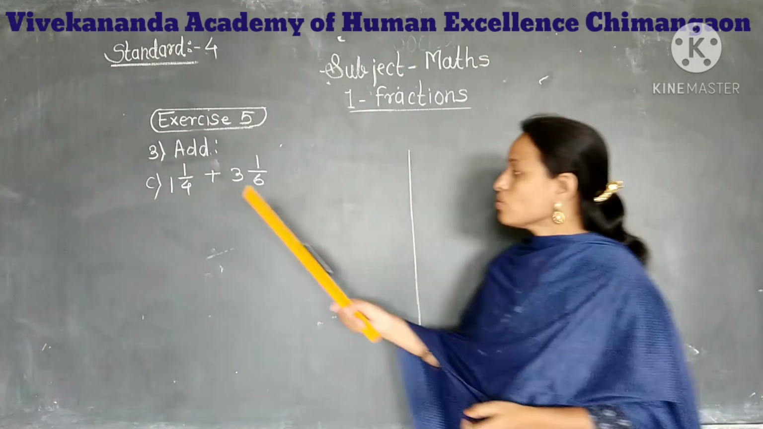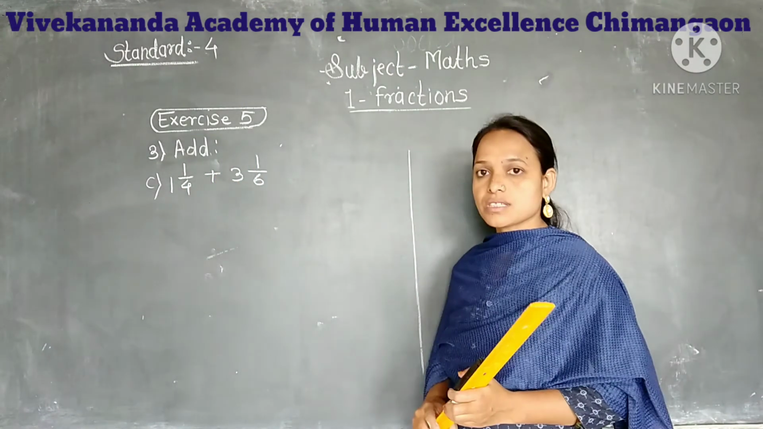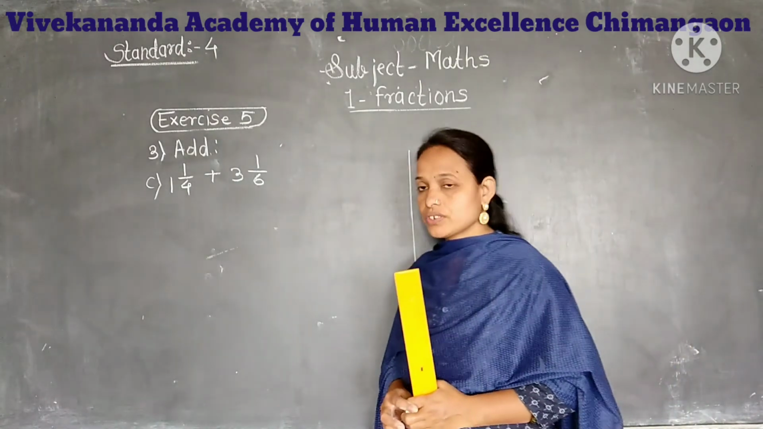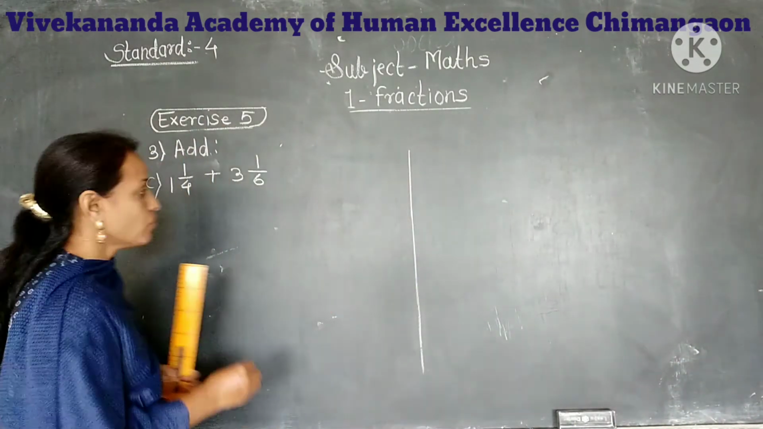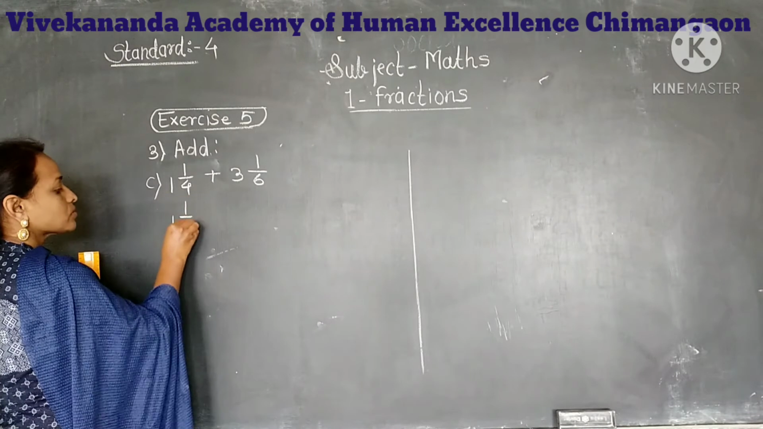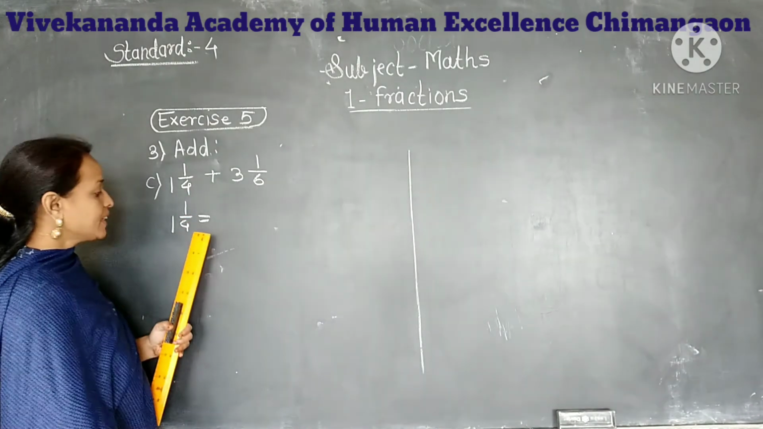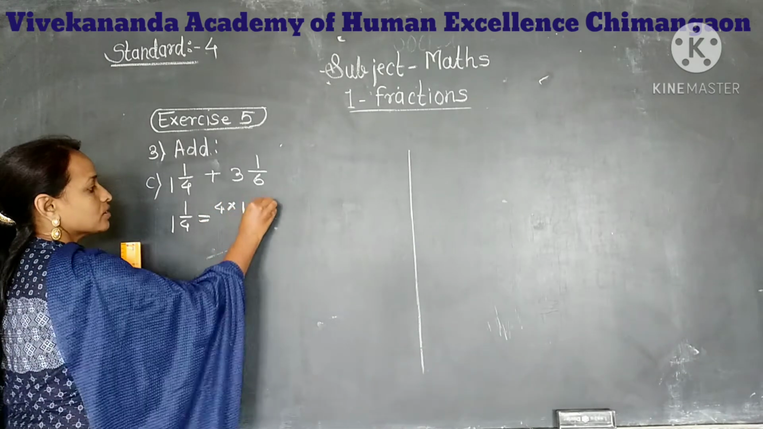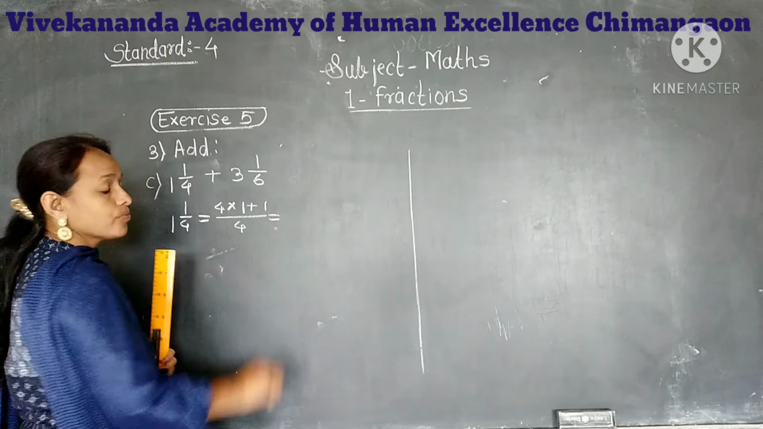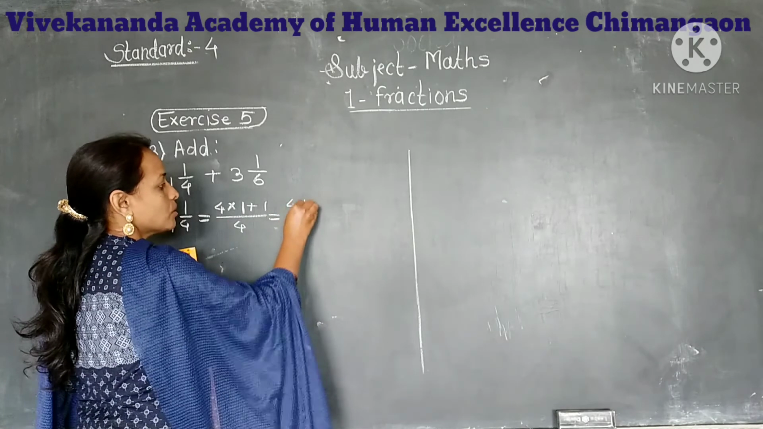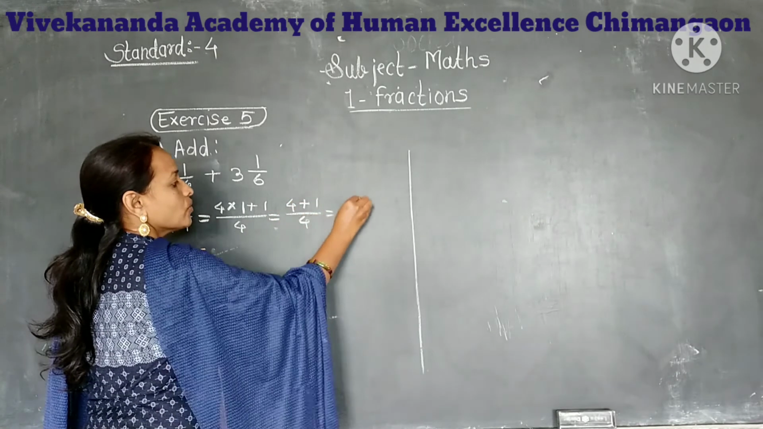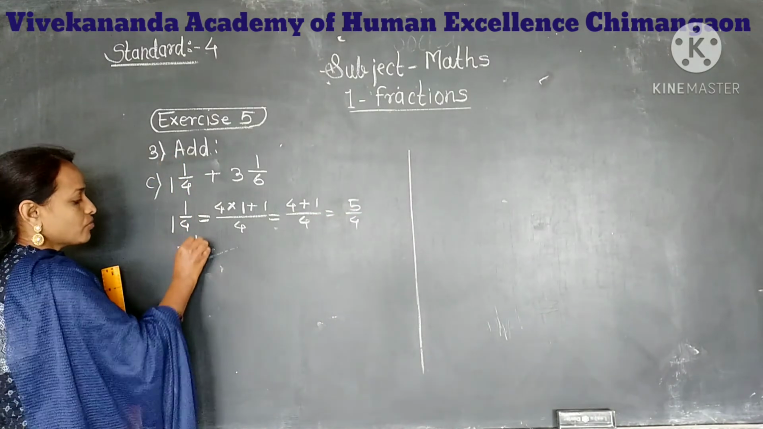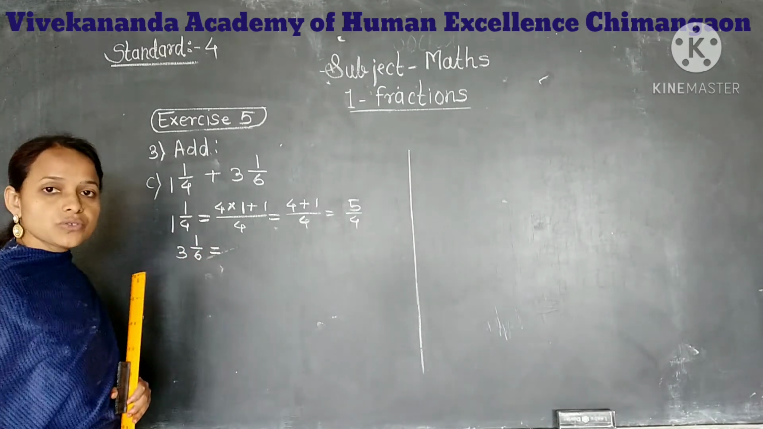Next example, 1 1 upon 4 plus 3 1 upon 6. Now we convert these mixed fractions into improper fractions. First fraction is 1 1 upon 4. Multiply denominator with the whole number and add numerator upon 4. 4 ones are 4 plus 1 upon 4. We get 5 upon 4. Next fraction 3 1 upon 6. So this is also a mixed fraction.